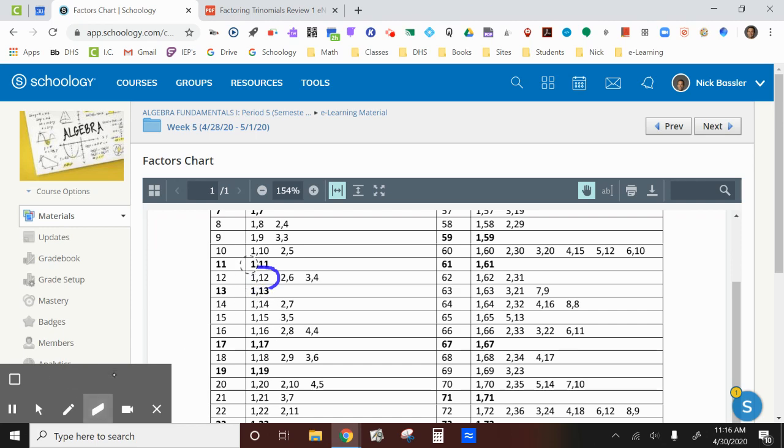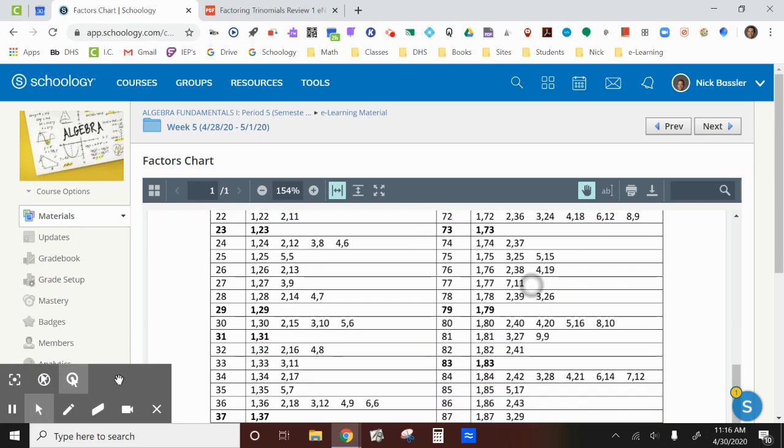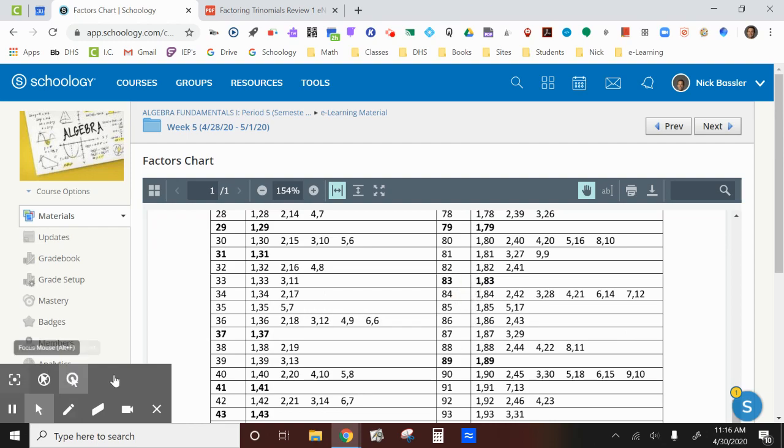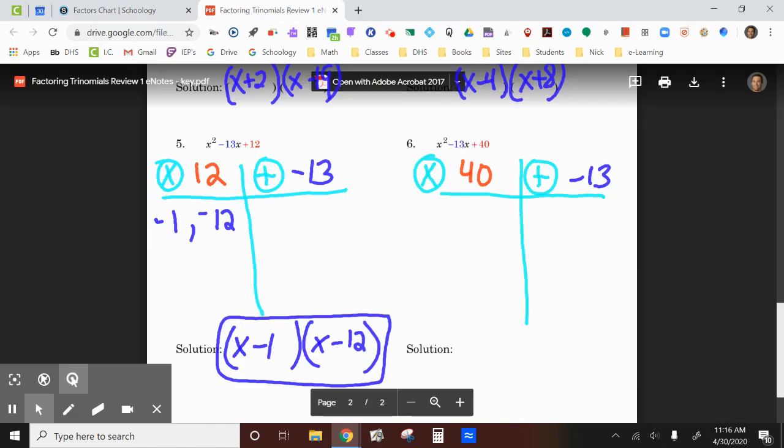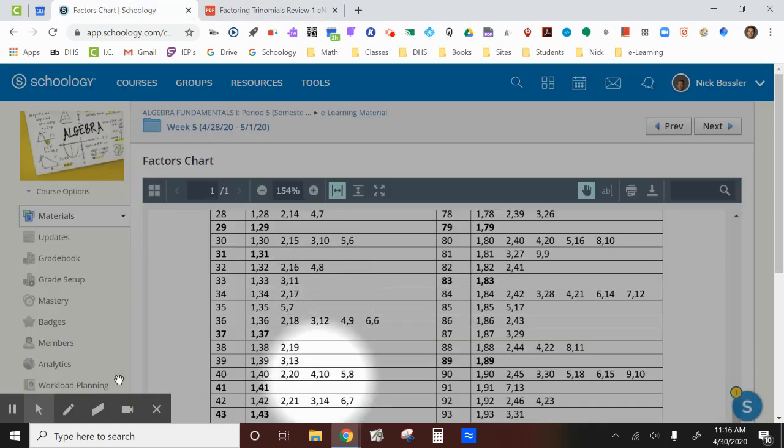We're going to find that number 40, which is going to be here at the bottom. So now I'm going to look at my factors of 40: 1 and 40, 2 and 20, 4 and 10, and 5 and 8. I can automatically throw out the 1 and 40 and 2 and 20, because there's no way I can get to a 13 with those numbers. Maybe the 4 and 10, or maybe the 5 and the 8.